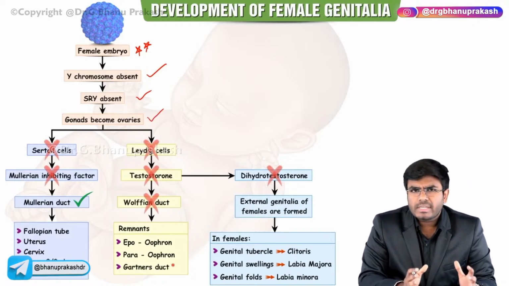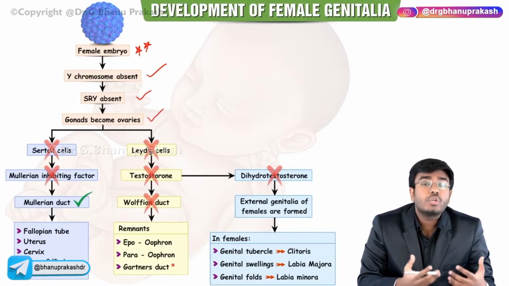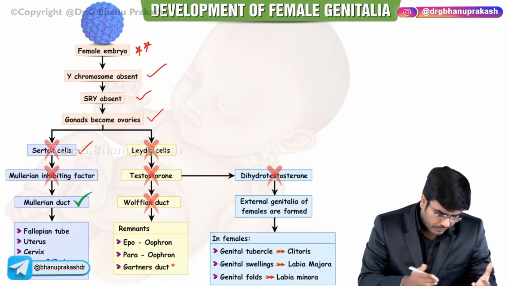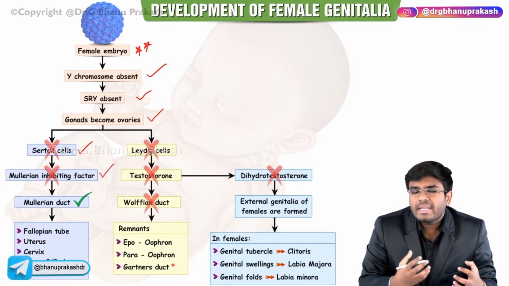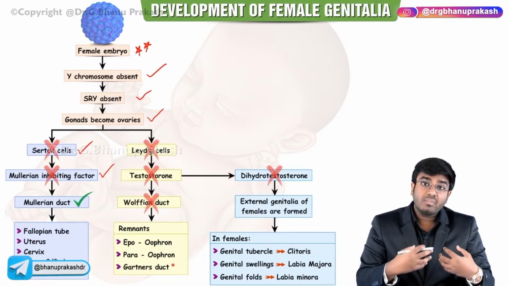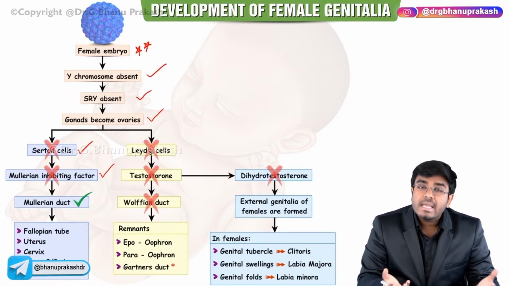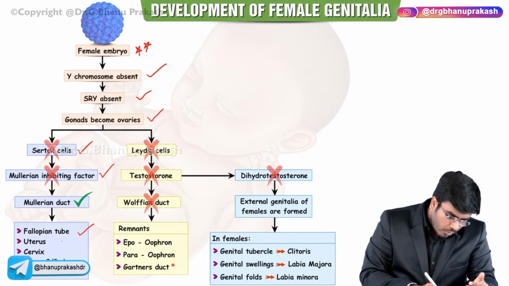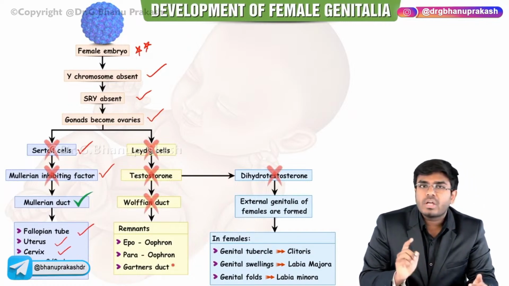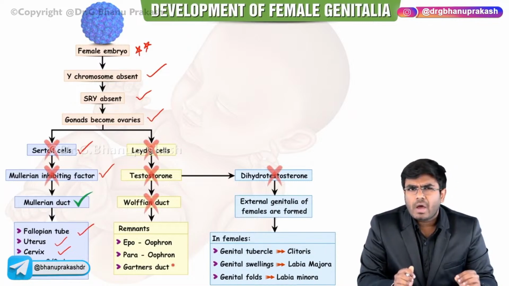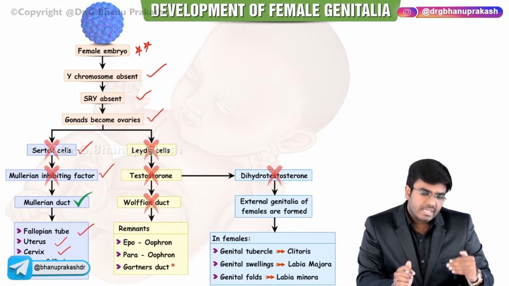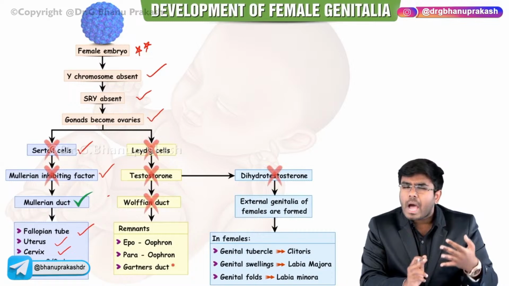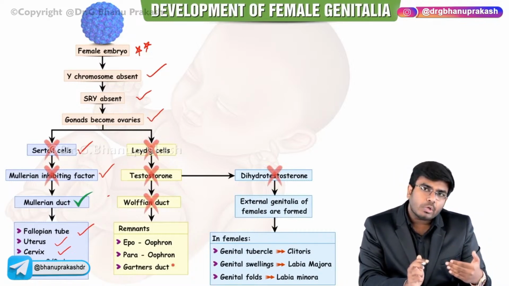Now, in ovaries, do you think there are Sertoli cells and Leydig cells? No. Whenever there are no Sertoli cells, there is no Mullerian inhibiting factor. Whenever there is no Mullerian inhibiting factor, the Mullerian ducts in the female are going to express as uterus, fallopian tube, cervix and upper 2/3 of the vagina. Not only fallopian tube, cervix and uterus, the upper 2/3 of the vagina is also a derivative of the Mullerian duct.